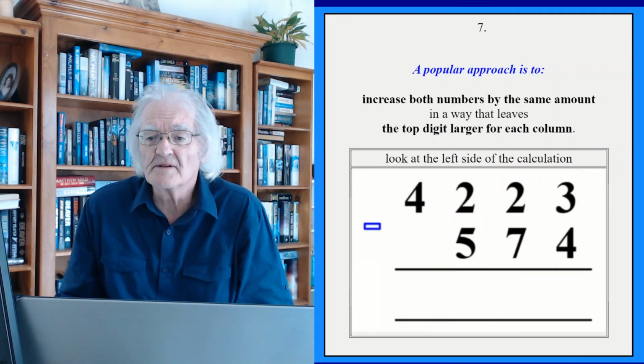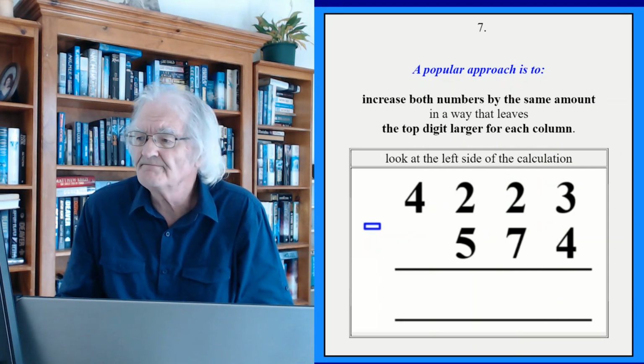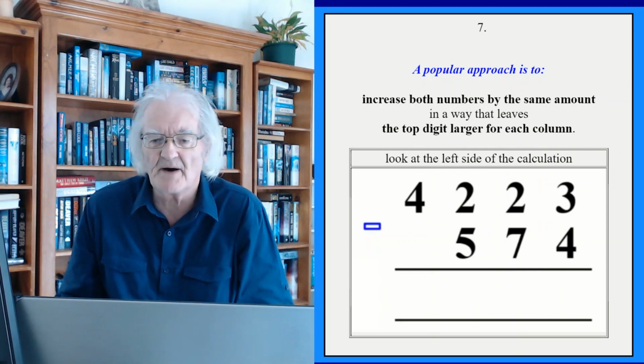Now, another popular approach to subtraction is based on increasing both numbers in the calculation in a way that leaves the top digit larger for each column. Here's the original calculation. Notice the top digit is not larger, is not larger, is not larger.